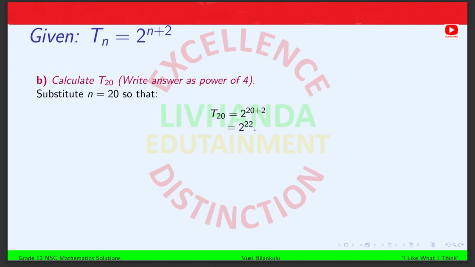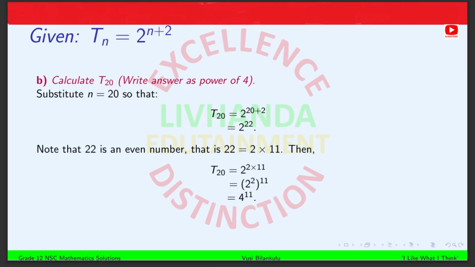To calculate T20, substitute n equals 20 into the general formula, so that T20 equals 2 exponent 22. Note that 22 is an even number, such that 22 equals 2 times 11. Then T20 simplifies to 4 exponent 11.